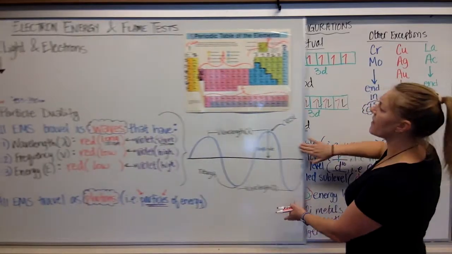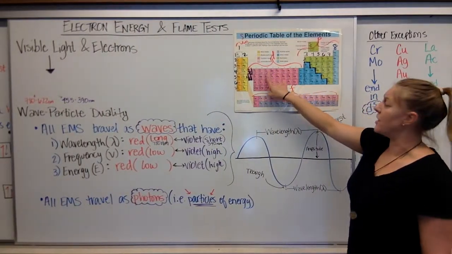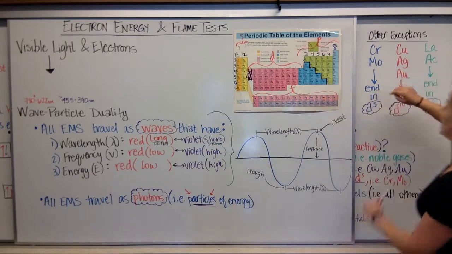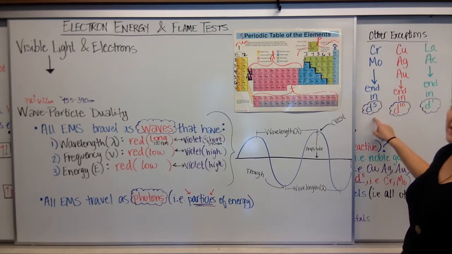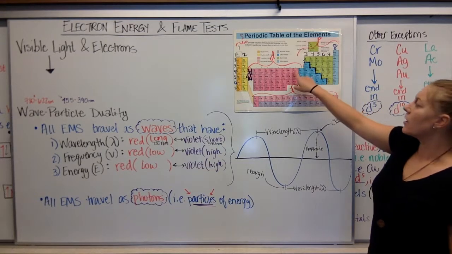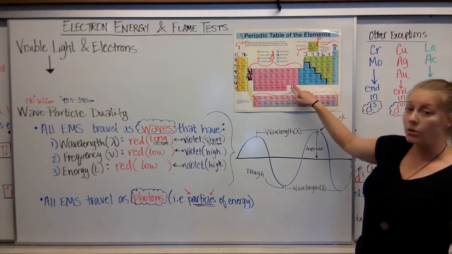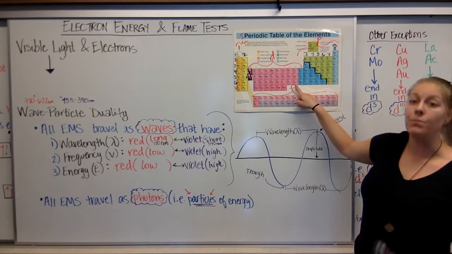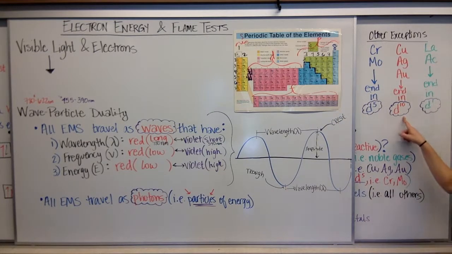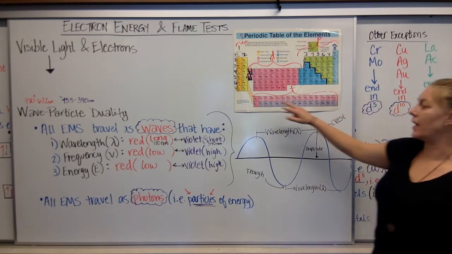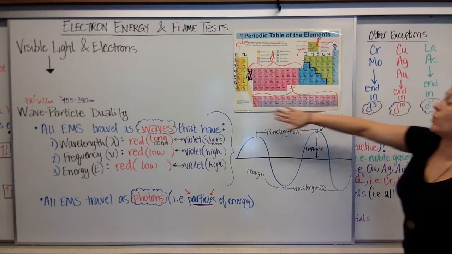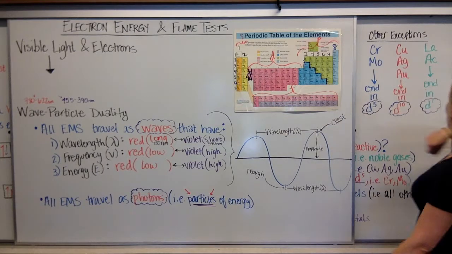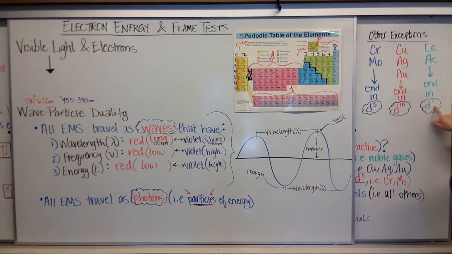Other exceptions that we see, and I'm going to move this over so we can see where they are. Besides chromium, another exception is the element right below chromium, molybdenum. And we see that both of those, unexpectedly, end in d5, not d4. Right below copper are silver and gold. All three of those in that same group that we would predict end in d9 actually end in d10. And the last ones are lanthanum and actinium, which we would predict start at f1, but they actually end in d1.